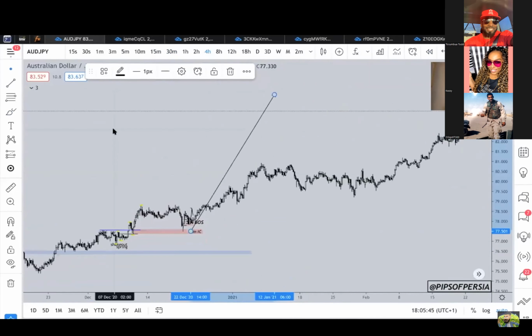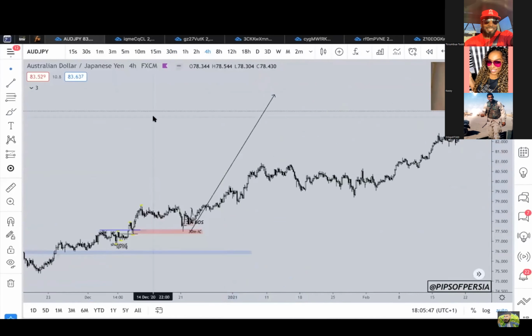I'm still in GBP JPY buys from end of January. There's still so many scenarios that we're in from a long time ago.